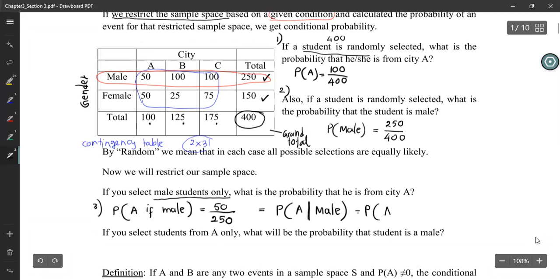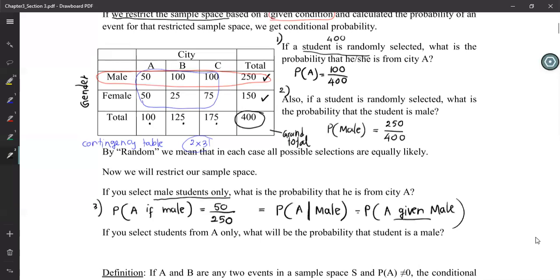Probability A given male. Why do you say it is given? Given information. This is the given information for your restriction to the sample space. Okay, so you read the conditional probability as probability of A given male. Now let's try another one. If you select a student from city A only, what is the probability that the student is a male? How do you write it?